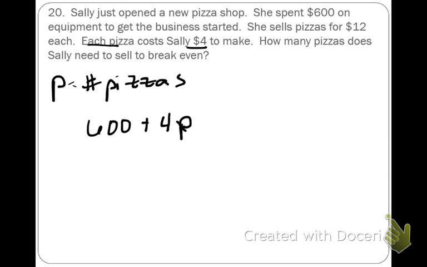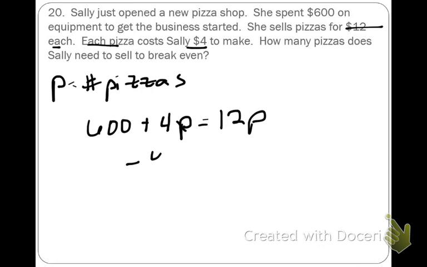Okay? We want to know when that equals the money that she makes for selling pizza, which is $12 per pizza. $12 each. There's that word each again. So we need to take 12 and multiply it by the number of pizzas, or P. So that's the equation you should come up with. Okay? We've got an equation where we have a variable on either side. And so we want to start to solve this.